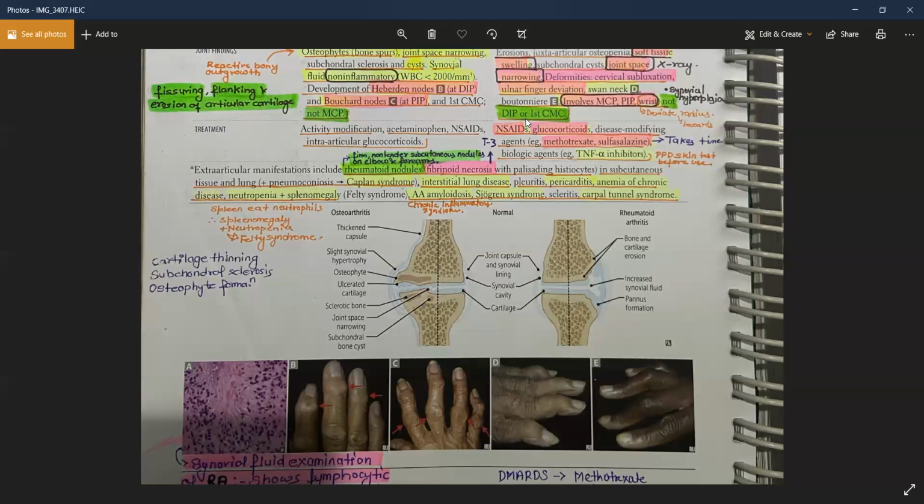The chronic management is done by the disease modifying drugs, or DMARDs. These include methotrexate, sulfasalazine, sulfadiazine, TNF alpha inhibitors, and other therapies. We will discuss that later in the pharmacology section. So these are the treatments for rheumatoid arthritis.